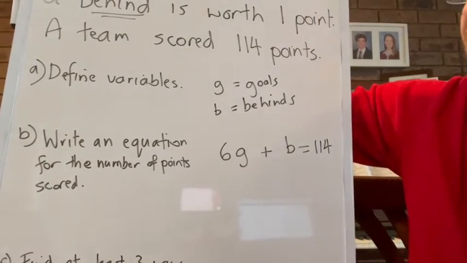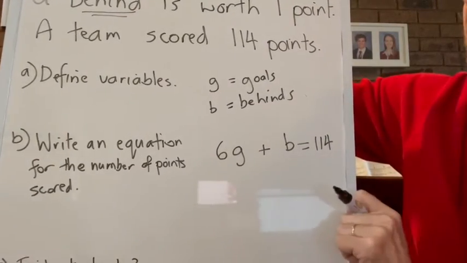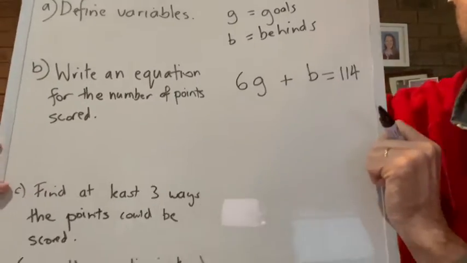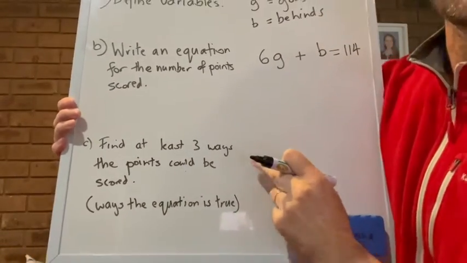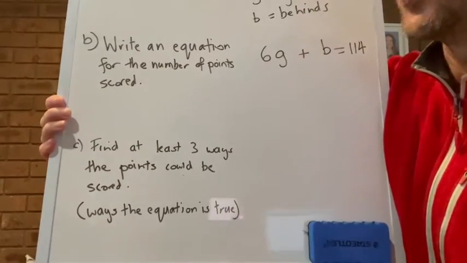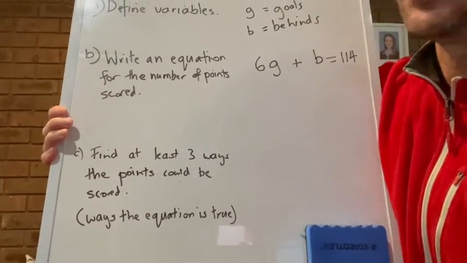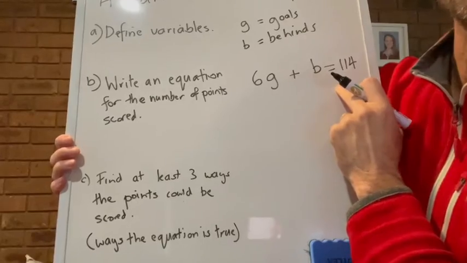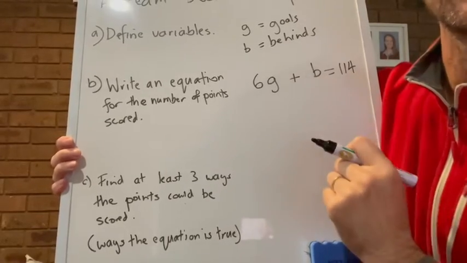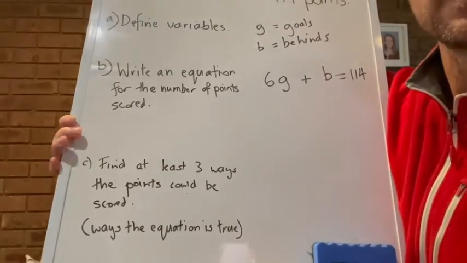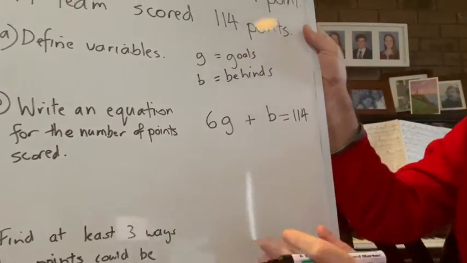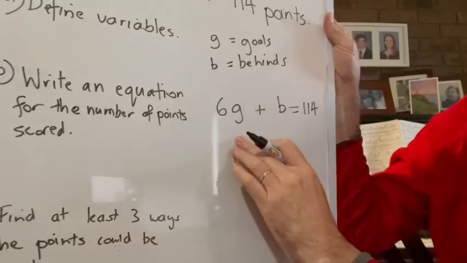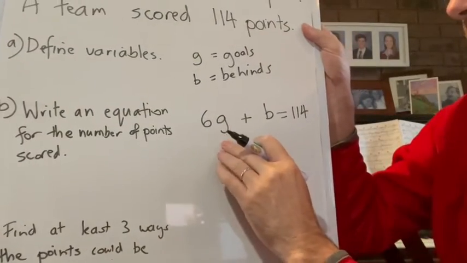And then finally, the question gives you what we would call a bit of an open-ended question. It says, find at least 3 ways the points could be scored. So this is really saying to you, solve this equation 3 different ways so that it's true. In other words, you've got to assign a certain number to the goals.